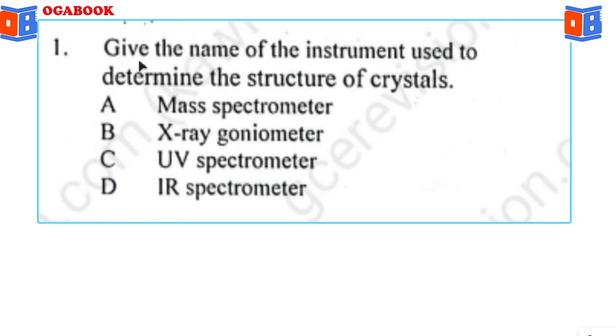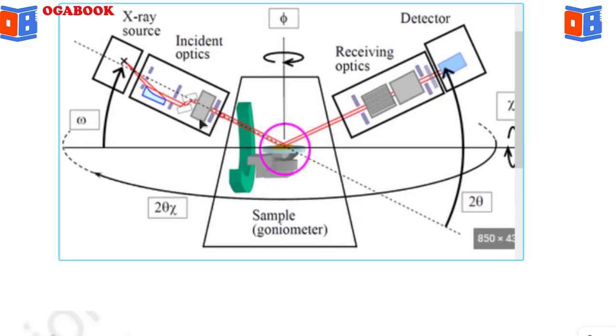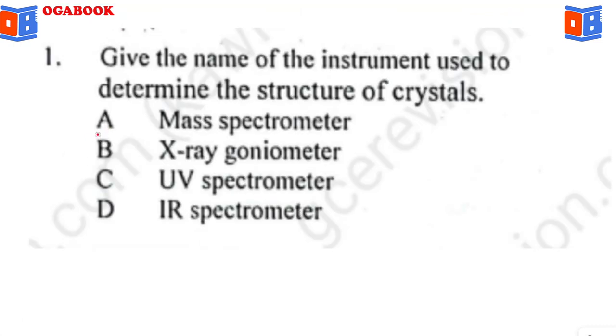Question number 1. Give the name of the instrument used to determine the structure of crystals. So crystal structure determination is by X-ray crystallography, which is the process involved, and the instrument we need for that is the X-ray goniometer. So this is the diagram of the X-ray goniometer, where X-rays are being incident onto a crystal and are being reflected, and the crystal is then analyzed and its structure determined. So our correct option is B, X-ray goniometer.